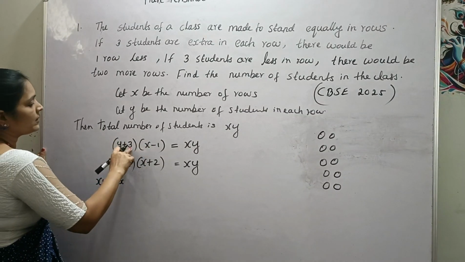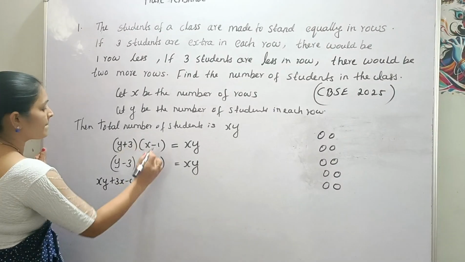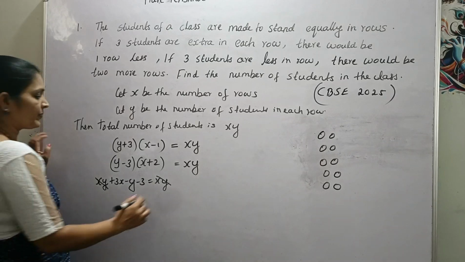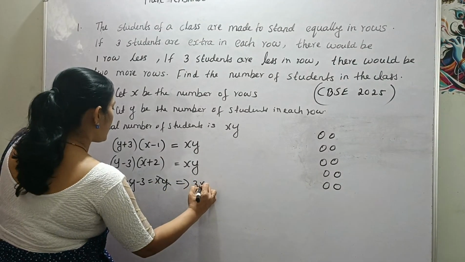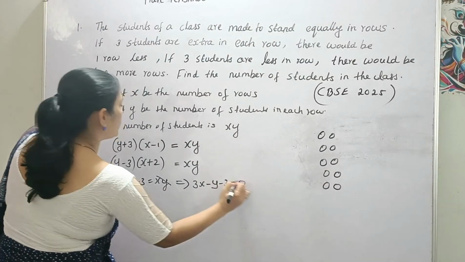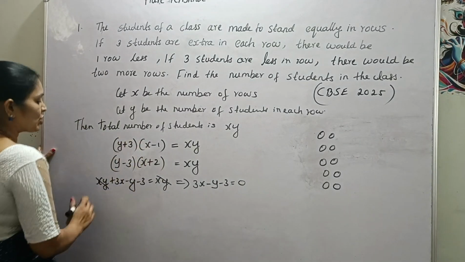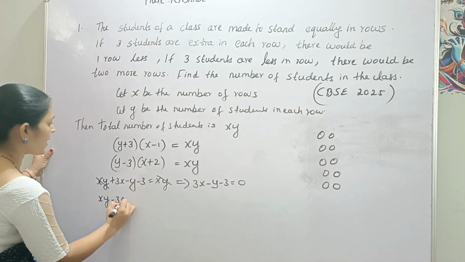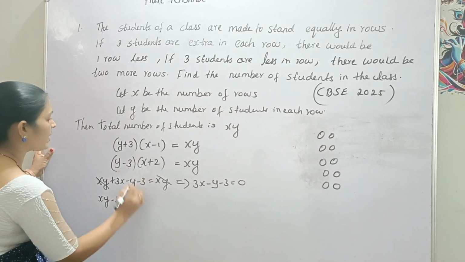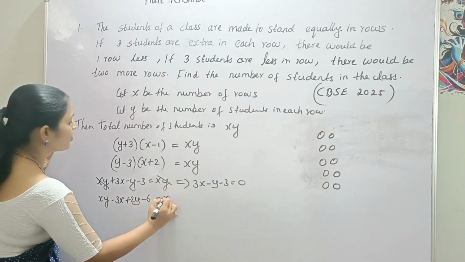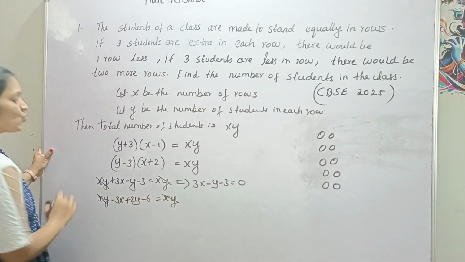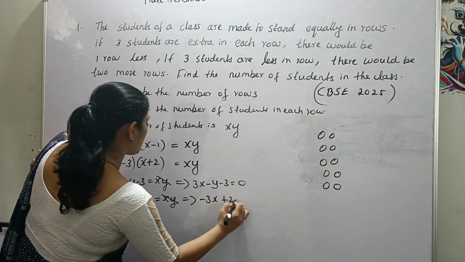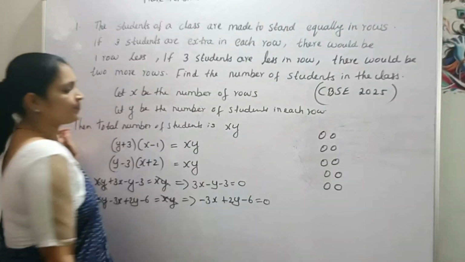Expand this, okay? 3x minus y minus 3 is equal to xy. See, here xy cancelled. That implies 3x minus y minus 3 is equal to 0. Okay. Next equation, here also expand this, xy minus 3x plus 2y minus 6 is equal to xy. So here also xy cancelled. That implies minus 3x plus 2y minus 6 is equal to 0.